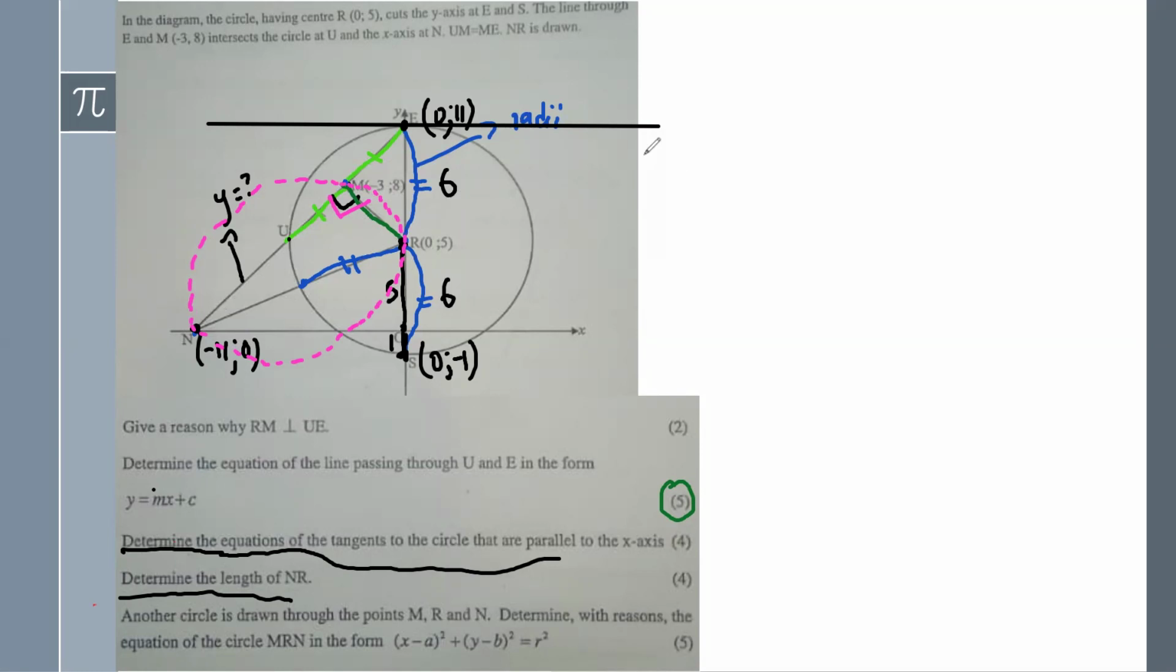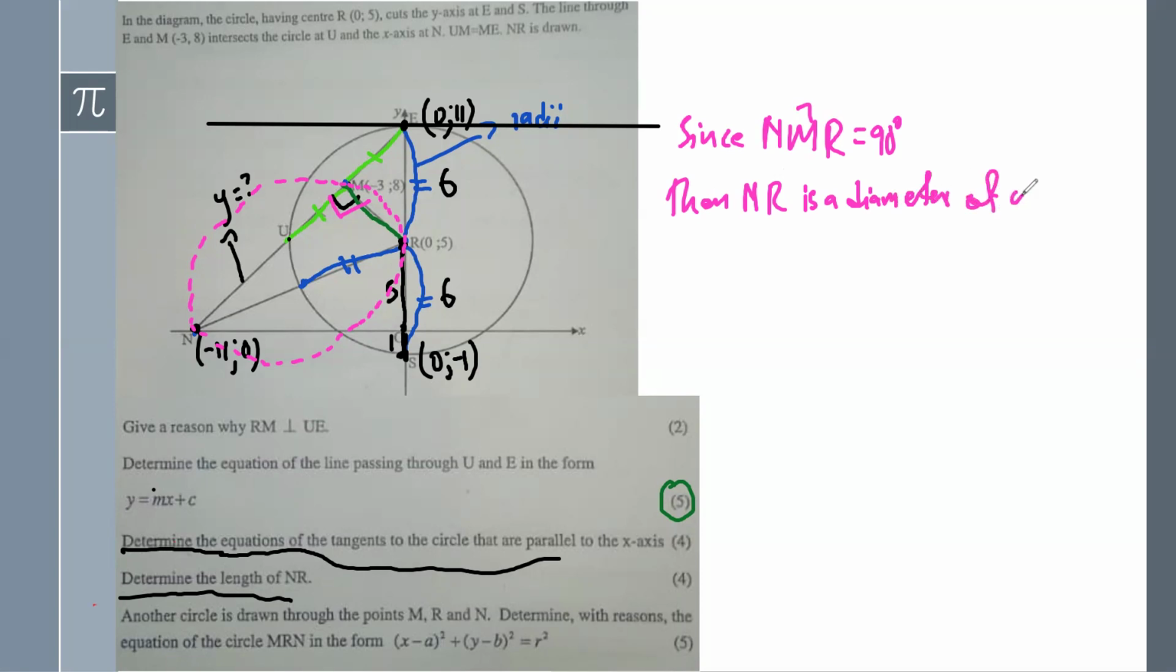So I need you to know that. So we're going to start there. Since the angle NMR is a right angle, then NR is a diameter of circle MRN. What's our reason? Well, this is the converse of a theorem that says angle in a semicircle must be a right angle.